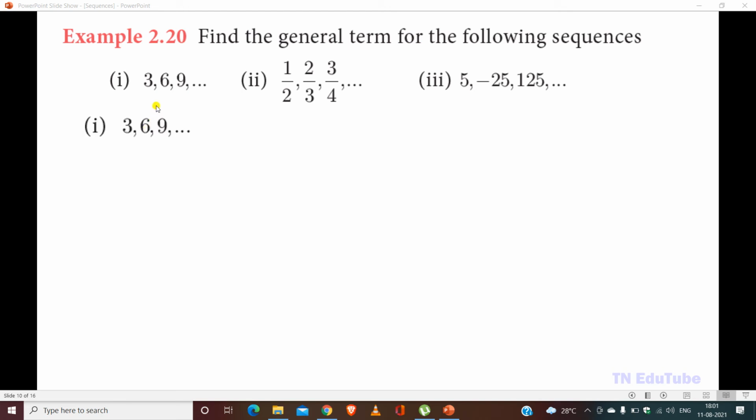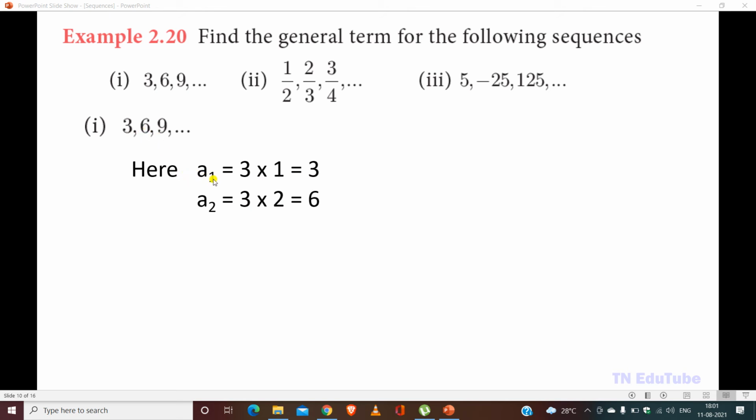The first question: 3, 6, 9. See the difference. 3 plus 3, 6. 6 plus 3, 9. Easy question. Or you can multiply it, isn't it? 1 3 is 3, 2 3s are 6, 3 3s are 9. So we can multiply of 3. So 3 into 1, 3. 2 means 3 into 2, 6. This one is first term. This is second term. This is third term.